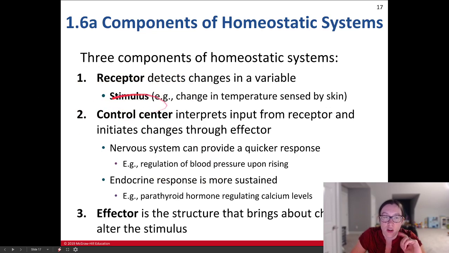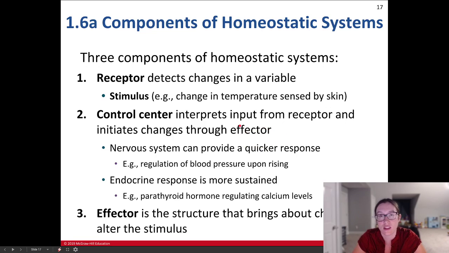So the change in this variable is a stimulus. In this example, it's the change in temperature that's sensed by the skin. So if we're outside and it's a really cold day, our thermoreceptors in our skin are going to say, hey, it's really cold out here. They're going to send that information along nerves up to the brain, or whatever the control center is. In this case, it's going to be the brain. The control center is usually either the nervous system or the endocrine system, and it's going to receive this information from the receptor, interpret it, and decide what to do about it. Then it's going to tell an effector what to do.